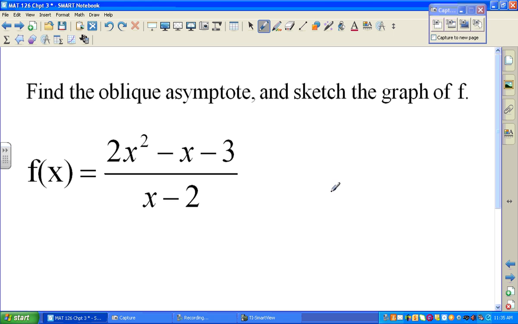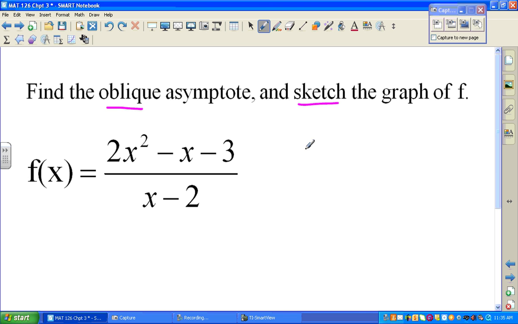Another practice problem. Find the oblique asymptote and sketch the graph of f. Well, if we're going to sketch the graph, we're just going to do it like always. We're going to answer all the questions, and it'll come up as an oblique on its own.